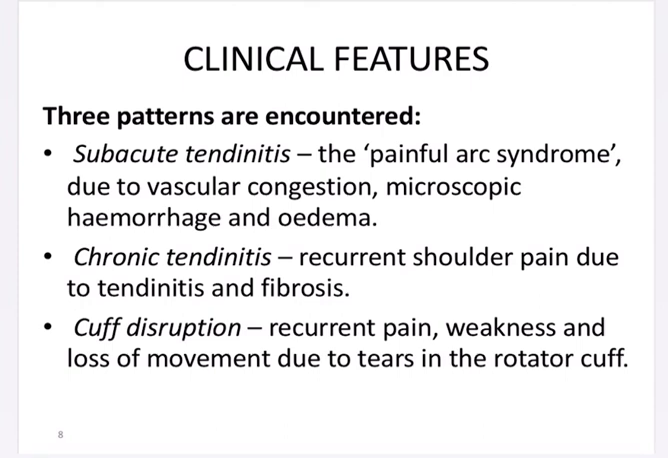Subsequently, the progress depends on the stage of the disorder, the age of the patient, and vigor of healing. There will be either subacute tendinitis, chronic tendinitis, or cuff disruption. Either of these depends on the stage of the disorder, the age of the patient, and the vigor of the healing process. In subacute tendinitis, we have painful arc syndrome. In chronic tendinitis, we have recurrent shoulder pain due to tendinitis and fibrosis. In cuff disruption, we have recurrent pain, weakness, and loss of movement due to a tear in the rotator cuff.